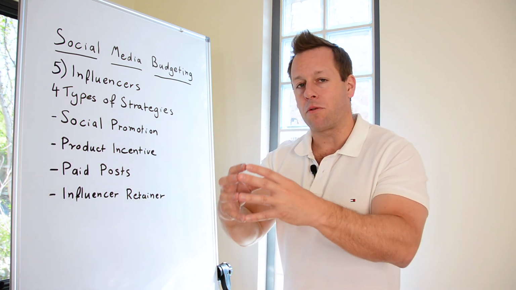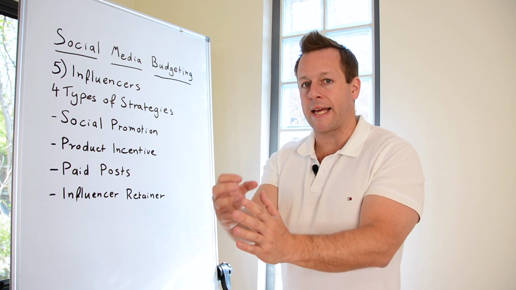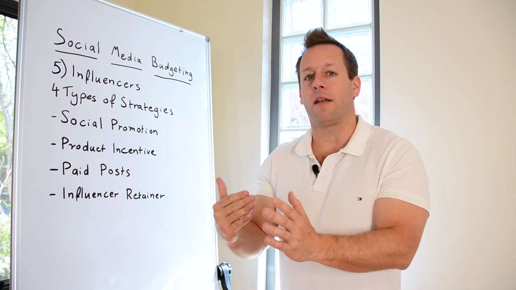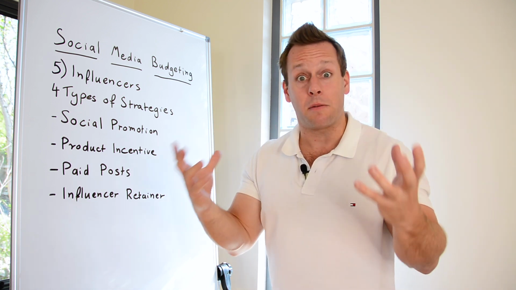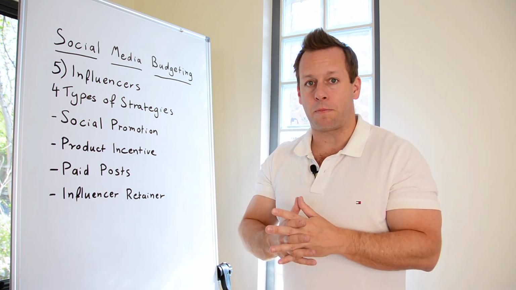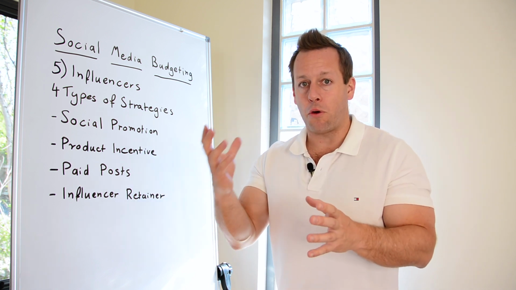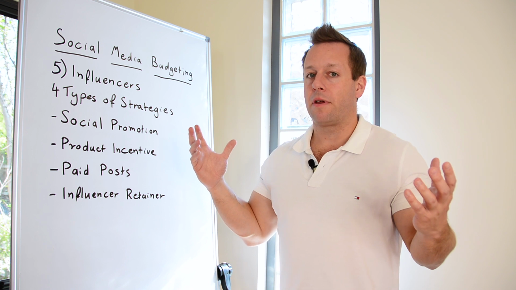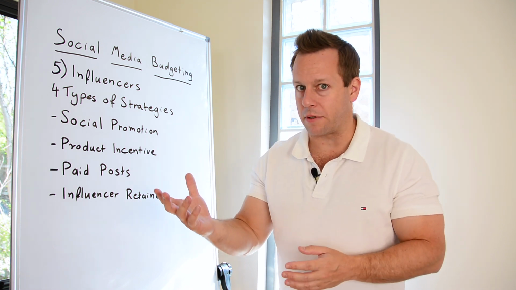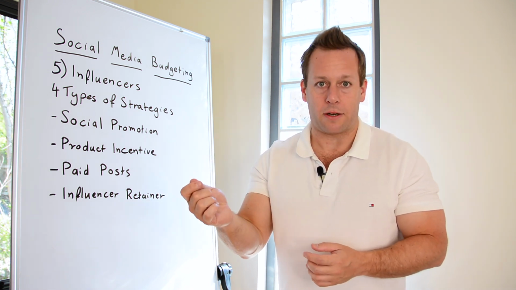But with social promotion, what you do is you pick influencers that are a little bit down the chain. In fact, these people might not even be influencers, or rather defining themselves as influencers. They might just be people in the local area who happen to have a big following because they post lots of stuff. They're not promoting themselves as influencers, but you can use them as such.